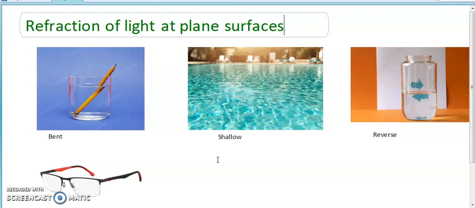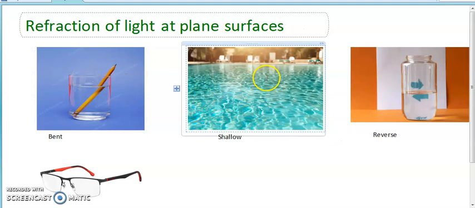So, the first thing that we need to discuss in refraction of light at plane surfaces is the examples. See, observe, I have given the examples to you. Observe the very first example, the pencil kept in the glass of water. What you are observing there at the surface of the water is a bent. Yes, right? So, what is the reason for it?